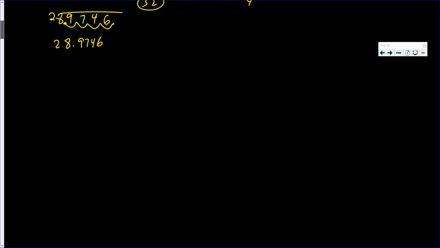Let us try another problem. Suppose we have 0.0004 times 0.021. Now, here we have a problem. This number is around 0, and this number is around 0. And when you multiply a number around 0 by a number around 0, you'll get a number around 0.